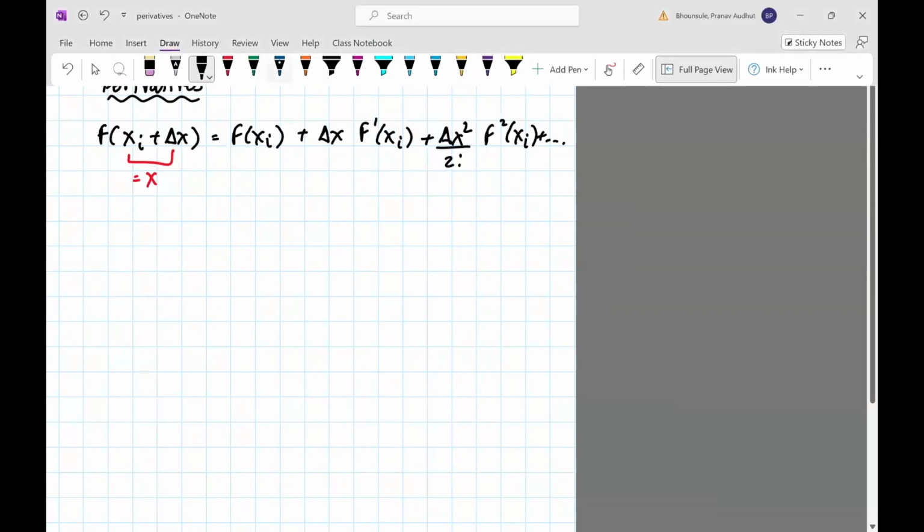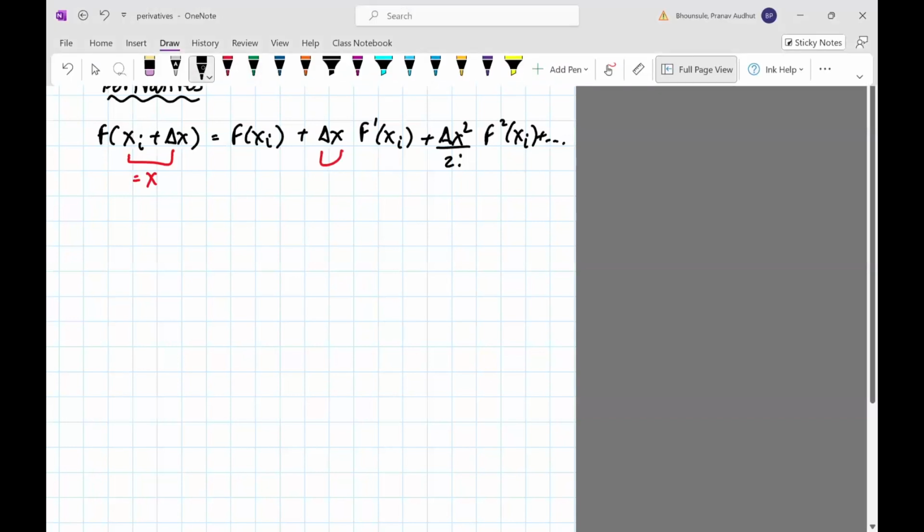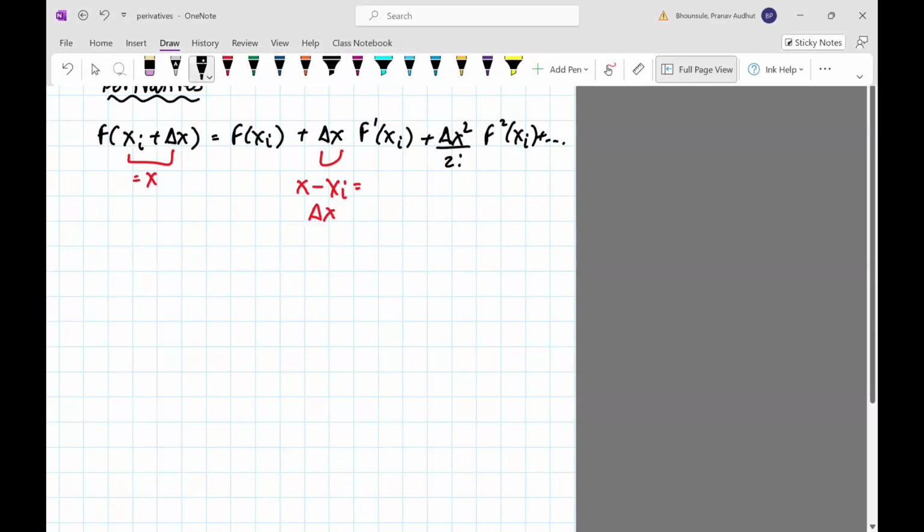So note here that we got delta x. Why did that happen? It's because when we write this down, this is basically x minus x i, but x minus x i is delta x, right? Because x is x i plus delta x. So it's the same thing, just written differently.